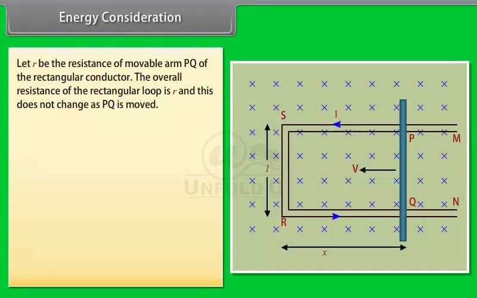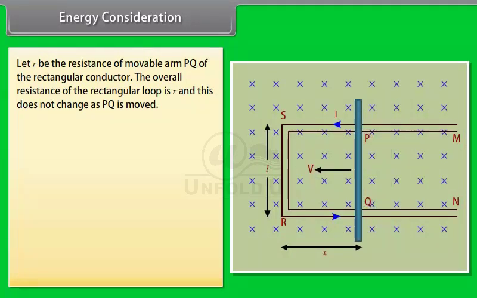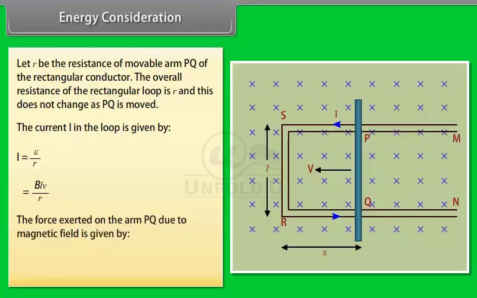Energy consideration. Let R be the resistance of the movable arm PQ of the rectangular conductor. The overall resistance of the rectangular loop is R, and this does not change as PQ is moved. The current I in the loop is given by E/R, which is equal to BLv/R. The force exerted on the arm PQ due to the magnetic field is given by ILB, which is equal to B²L²v/R.